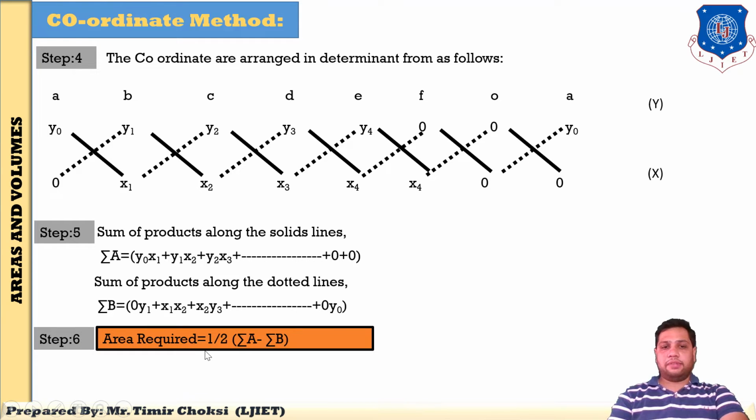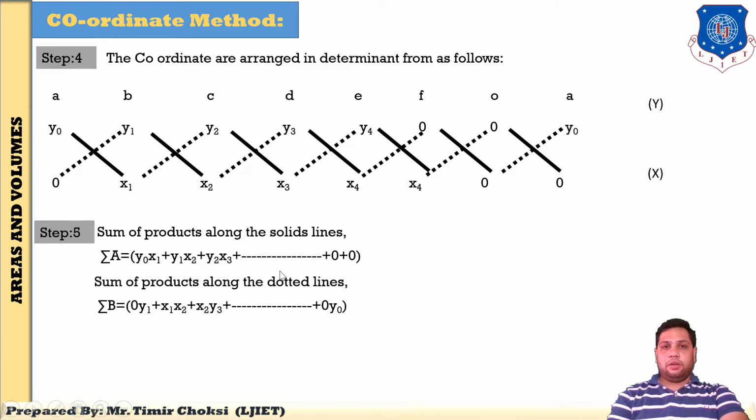So required area is 1/2 summation A minus summation B. You have to remember this equation. In the coordinate method, this equation is given. So remember this equation: area required equals 1 half summation A minus summation B. Summation A you find with this formula, summation B you find with this particular formula. So you put the values of summation A and summation B and find the answer, the required area. So this is the coordinate method.